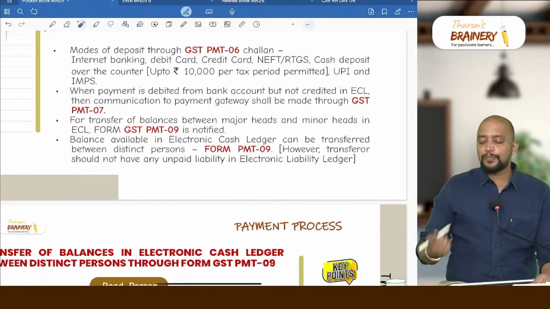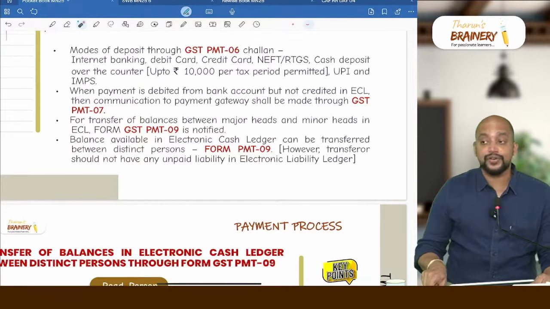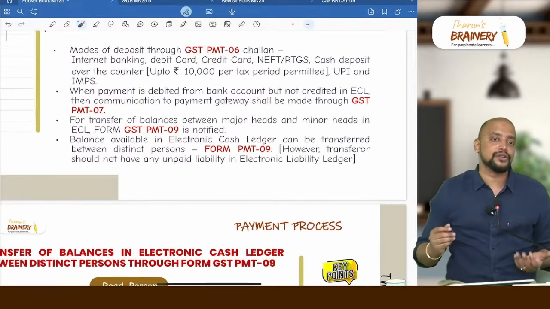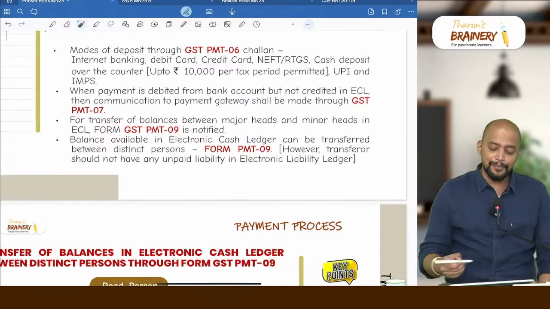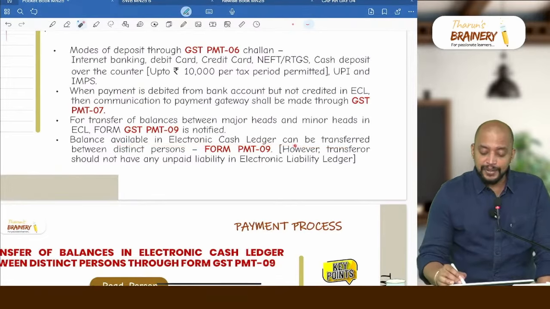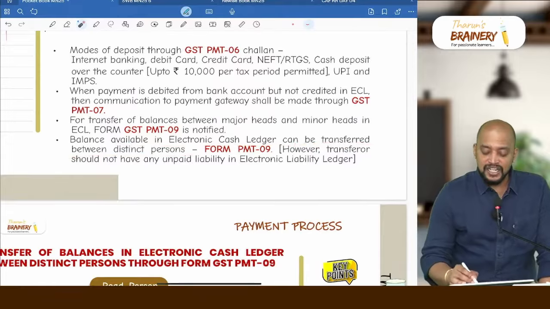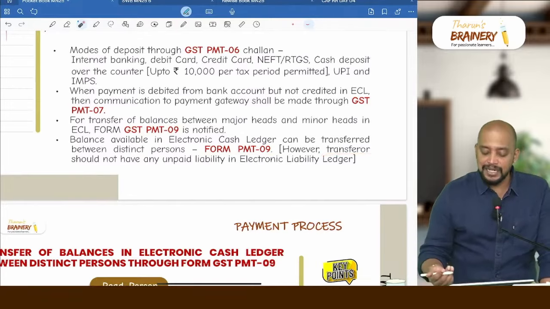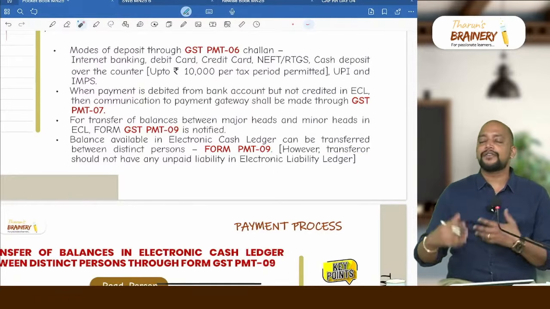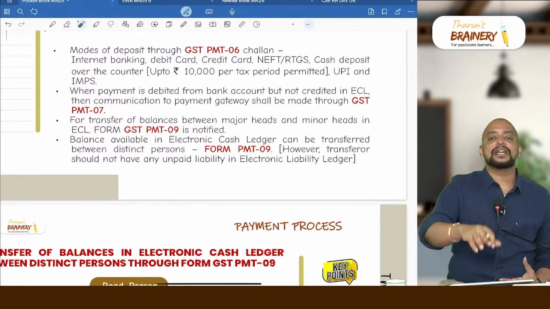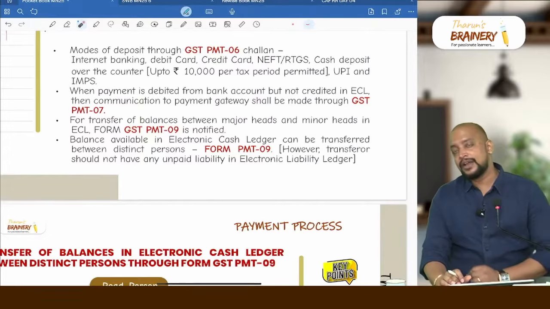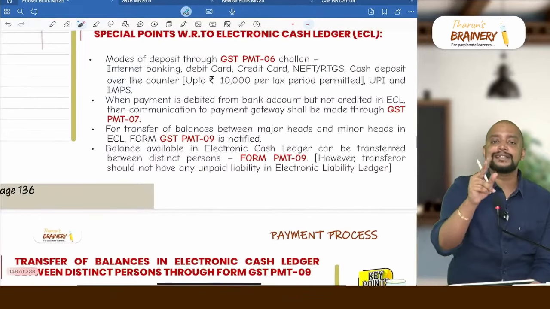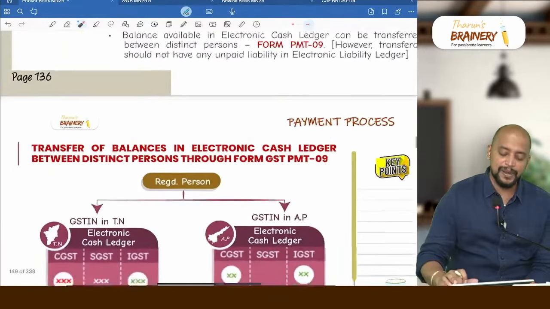Not only this, one more purpose is also there for PMT9, that is for transfer of balance in the cash ledger from one distinct person to another distinct person. Balance available in the cash ledger can be transferred between distinct persons, that is form PMT9. However, the transferor should not have any unpaid liability in the electronic liability ledger, meaning they should have completed payment, then only the excess balance can be shifted to another cash ledger. But remember, credit ledger balance cannot be shifted, only cash ledger balance can be shifted.